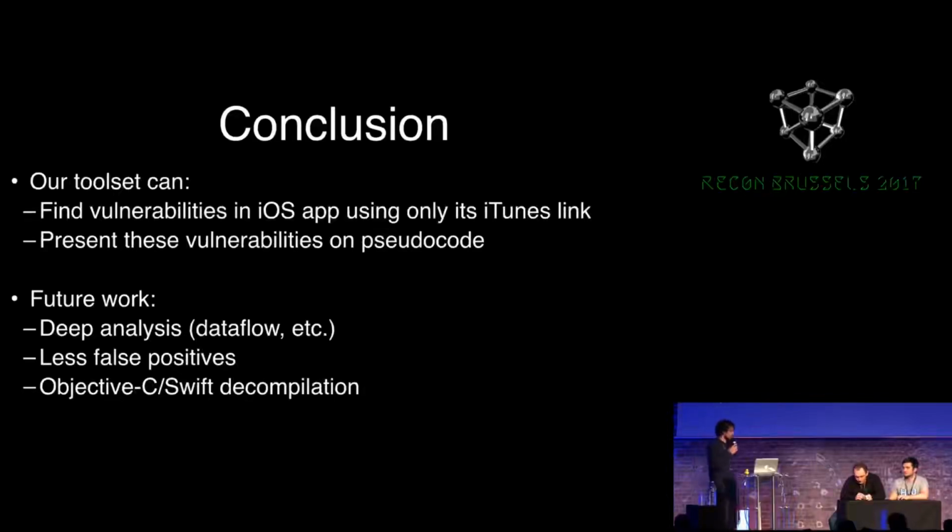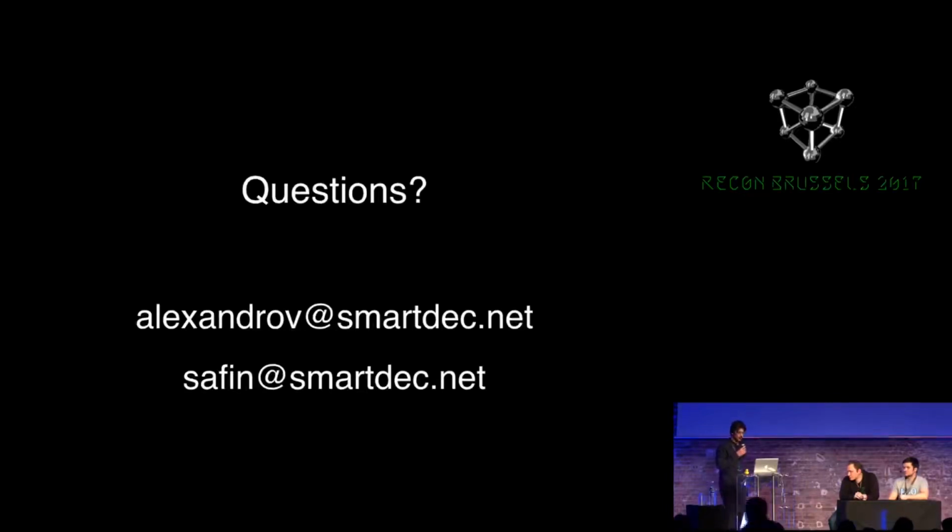So we presented our toolset. This toolset can find vulnerabilities in iOS applications using only its iTunes link, and we present these vulnerabilities in human-readable pseudocode. The future work is to enhance analysis, to develop data flow analysis algorithms, taint analysis, etc., to reduce the number of false positives, and to make our pseudocode closer to source code, so to develop a decompiler. Thank you for your attention. Any questions?